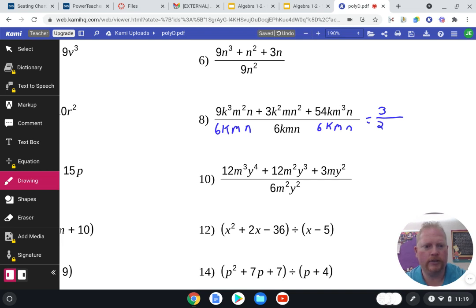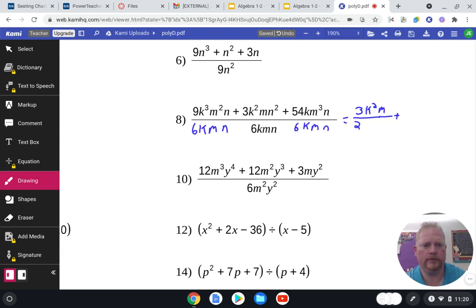Where do I have more k's? I've got 2 more on top, so k squared. For the m's, again, I'm just doing this one thing at a time. So for the m's, I've got 1 more m on top, and the n's cancel out. So there's my first fraction. The second fraction, 3 over 6 reduces to 1/2, so I'll put a 2 in the denominator. I've got 1 more k on top. The m's cancel out, and I've got 1 more n on top. So kn over 2 is my middle fraction.